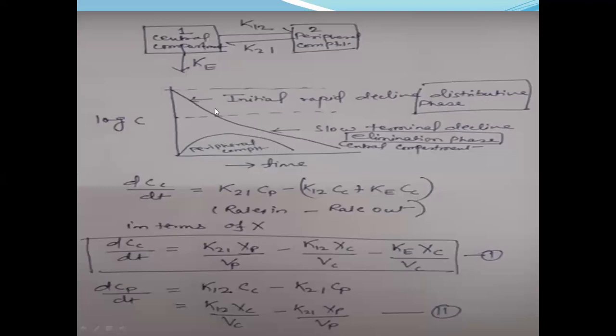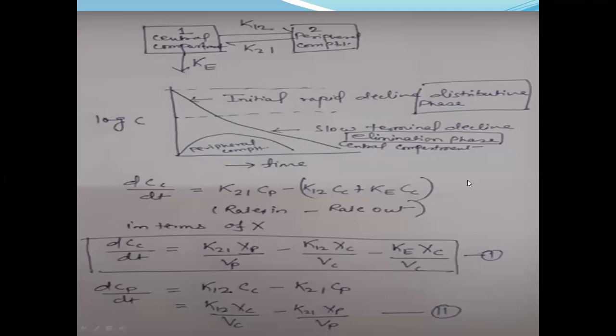But when you take the central compartment graph, a straight graph line will be seen. You can see here, in the distribution phase, the drug will be rapidly declined, and in the elimination phase, the drug decline will be slow. So that is why the central compartment drug line follows a line like this.